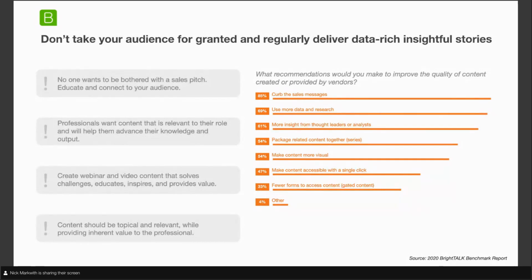The first thing they want you to do is curb the sales messages. Surprise, surprise, your buyers know that you're trying to sell to them. You don't need to make it so obvious. Some of that means not making it so heavily marketing speak in your title and abstract, but the other part means you need to be giving that value first, and you're selling yourself by giving that value.